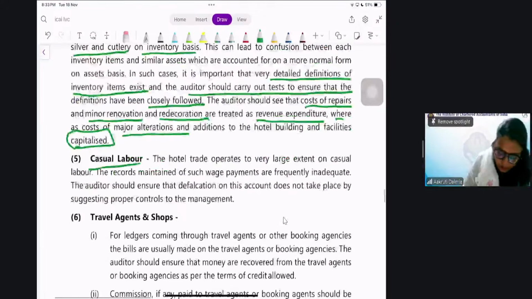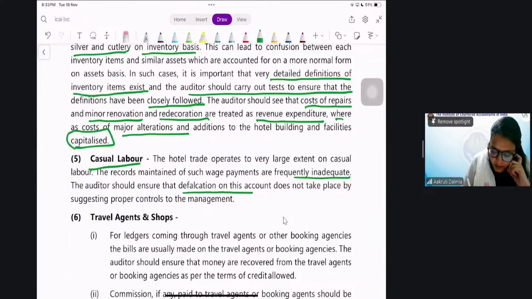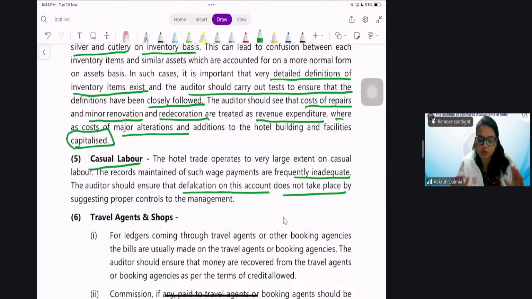Casual labor. The hotel trade operates to a very large extent on casual labor. The records maintained of such wage payments are inadequate. So you have to ensure that defalcation on this account does not take place. Any kind of wrongdoing should not take place.